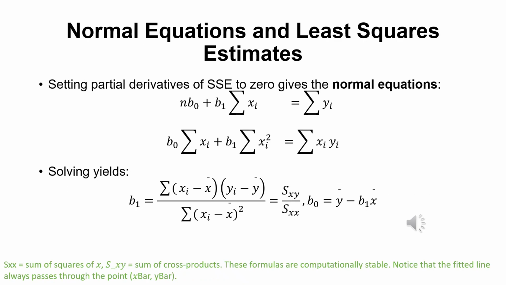Here are the formulas that result from the least squares minimization. The estimated slope is b_1 equals Sxy over Sxx, where Sxx is the sum of squared deviations of x from its mean, and Sxy is the sum of cross products of deviations. The estimated intercept is b_0 equals ybar minus b_1 xbar. These formulas are computationally stable. Notice an important property: the fitted line always passes through the point (xbar, ybar), the means of x and y.